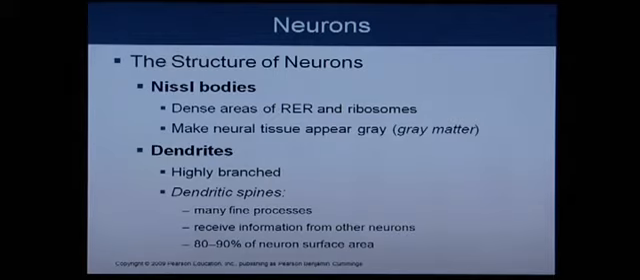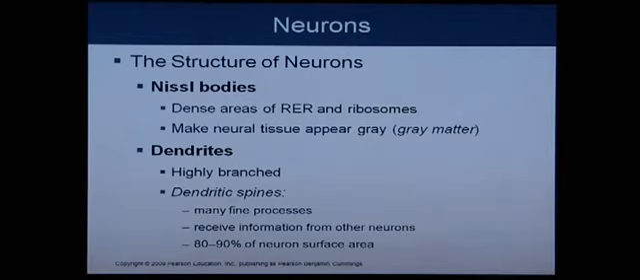So in your previous study, you may be familiar with gray and white matter. This is where we get gray matter, because the dense, numerous areas of rough ER and ribosome show up dark when we look at neurons. And this makes, again, that neural tissue appear gray.